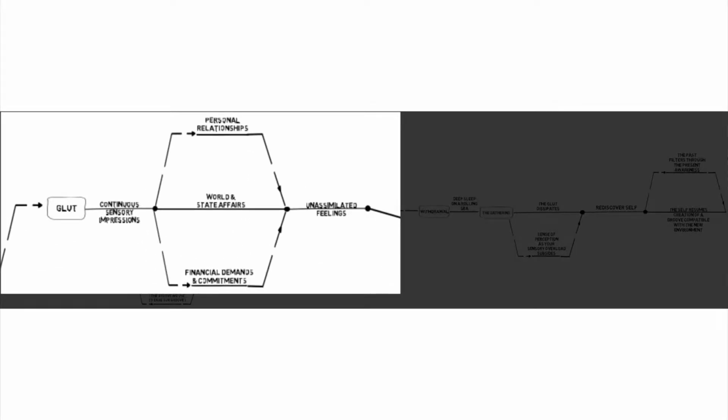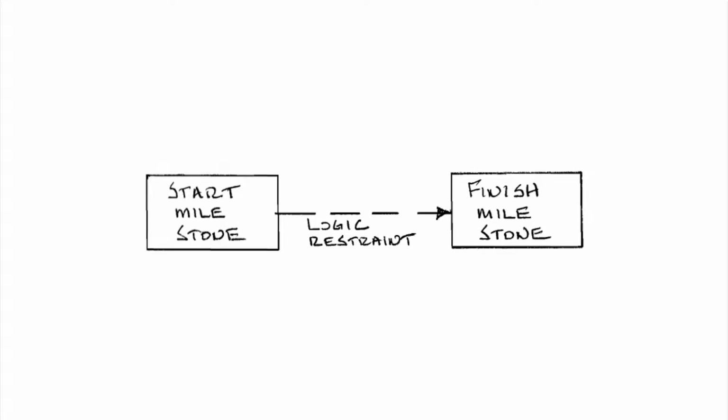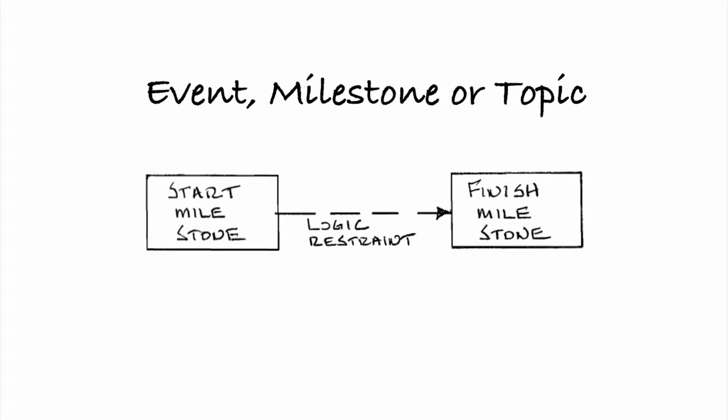Before we dig in and recreate Dennis's IdeaGram, we need to have an understanding of the symbols used in the chart and what they represent. First off, IdeaGrams, like logic diagrams, flow from left to right. Boxes in both formats represent either an event, a milestone, or a topic. In a logic diagram or network analysis, these items do not consume time and usually represent the start or finish of a series of activities.